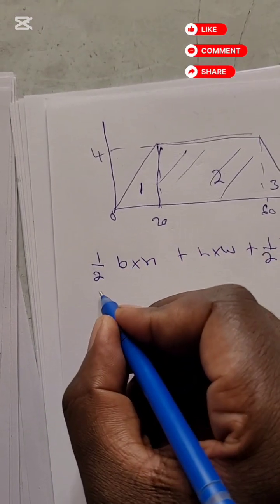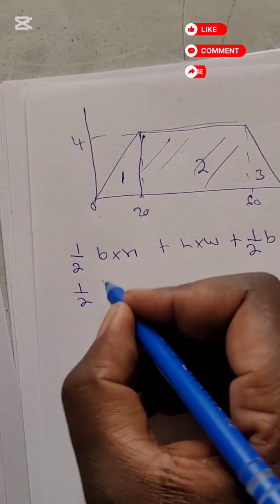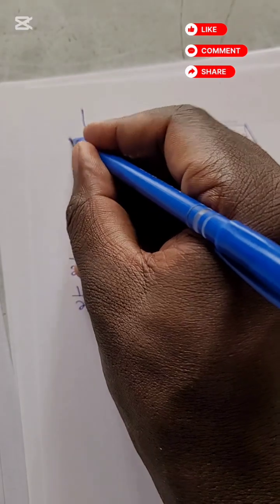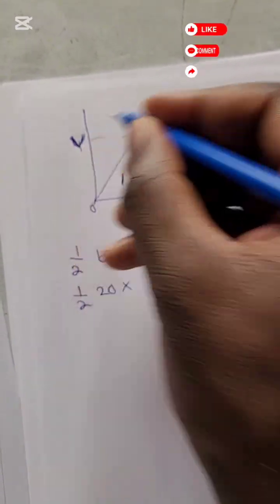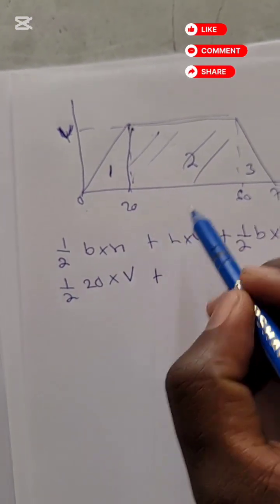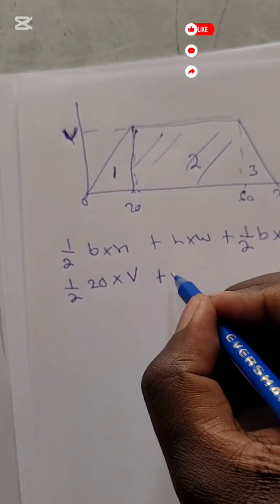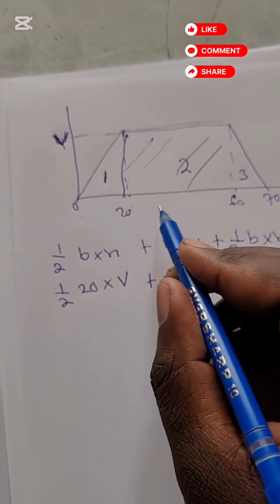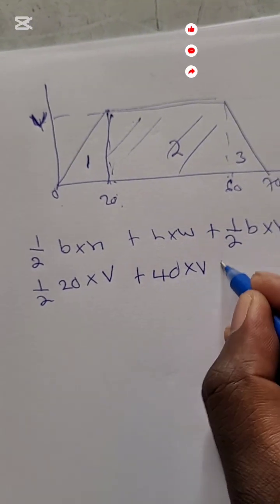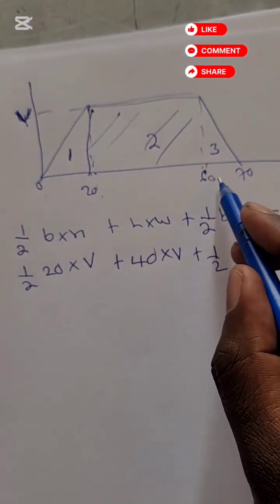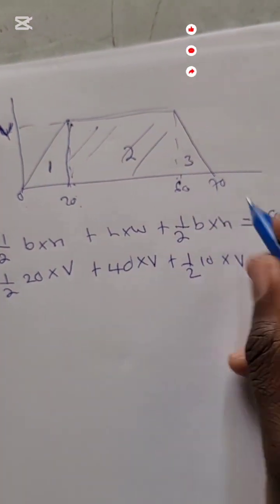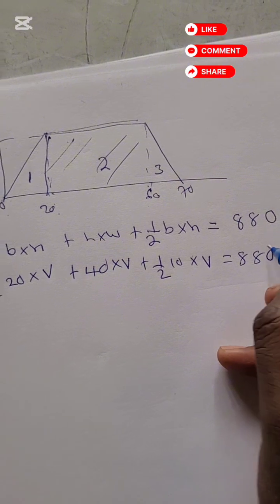Okay. So half base, 0 to 20, that's 20, times height. Our height is V. So from this point to this point is V. Plus the length from this side to this side, that's 40. Why 40? 60 minus 20. Multiplied by V. Plus half base, 60 to 70, that's 10 seconds, times V, that is our height, is equal to 880.